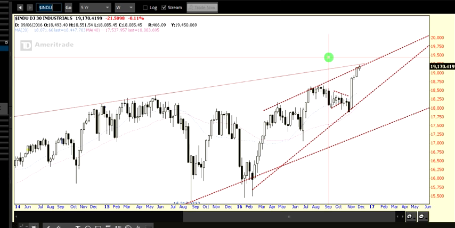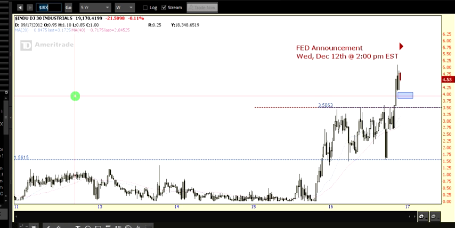But anyway, it is what it is. So let's take a look at the 13-week Treasury just to see what the Fed's going to do. The Fed announcement is Wednesday, December 12th at 2 p.m. Eastern, so that'll be 1 o'clock Central. And what we've been saying is that as long as we were above this red line, which we clearly are now, the Fed would raise rates. So we'll see if that happens.